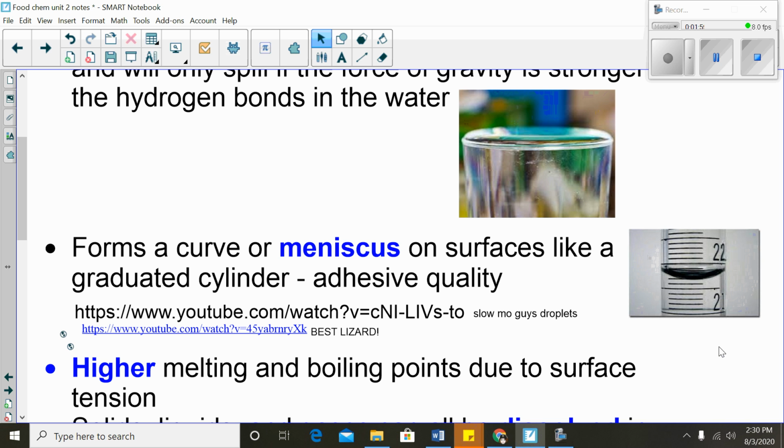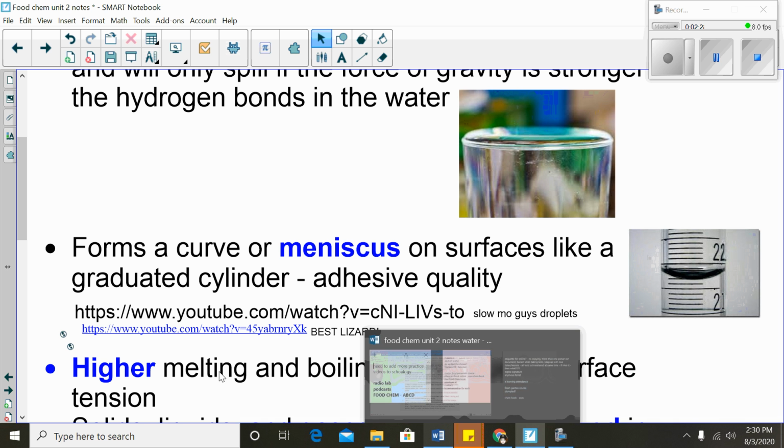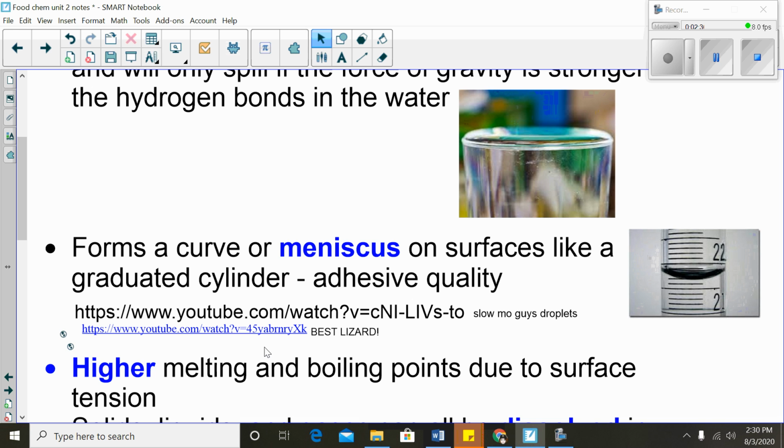And I have 2 great videos for you to watch about surface tension and how water acts. The first are the slow-mo guys. I don't know if you've ever seen them on their YouTube channel. You're going to see droplets in slow motion, so that's pretty cool to watch. And then I have a great example of surface tension as seen by an awesome lizard. It's one of my favorite videos, so if you watch no other video, I highly recommend you watch this one. It's not very long, but it's just an awesome animal and a great video. And you're welcome if you do watch it.